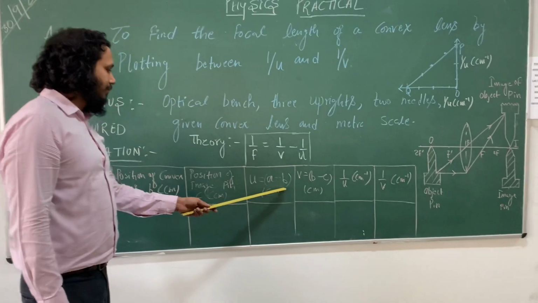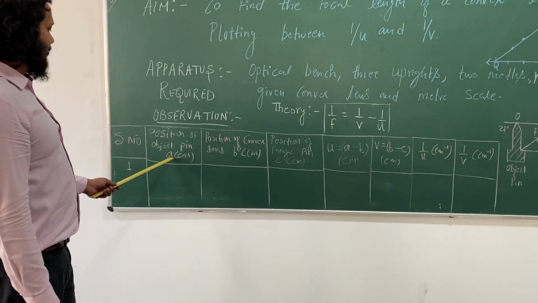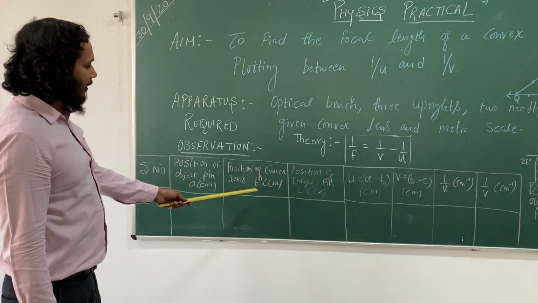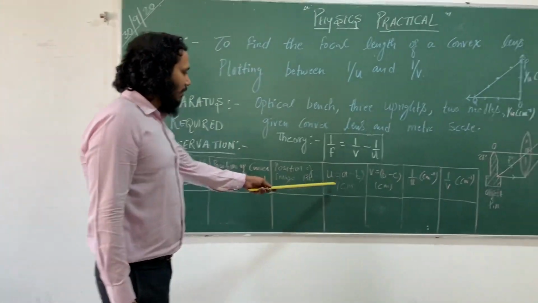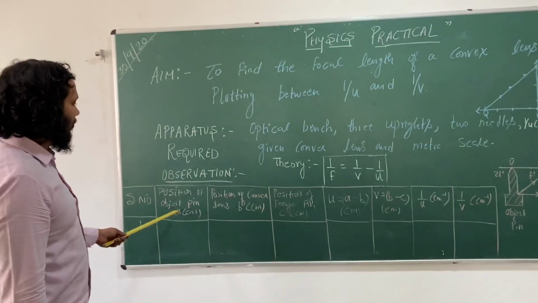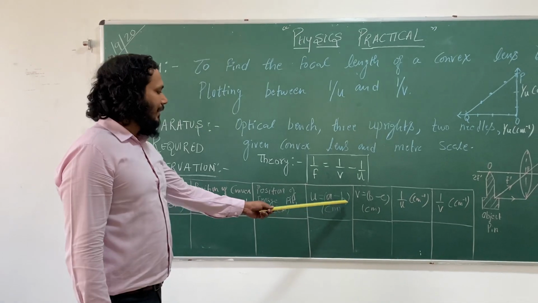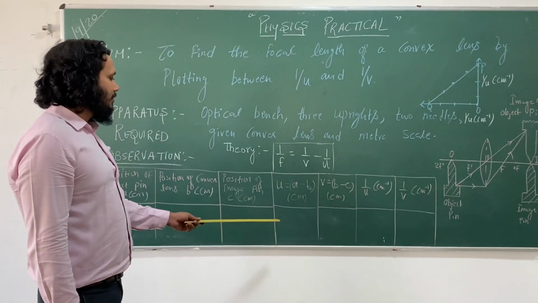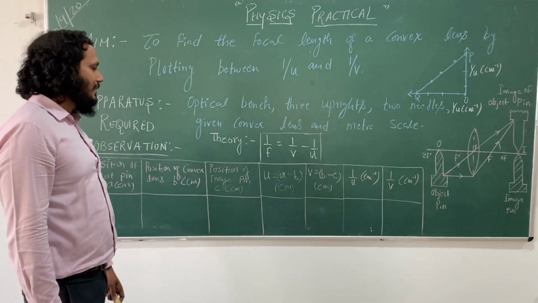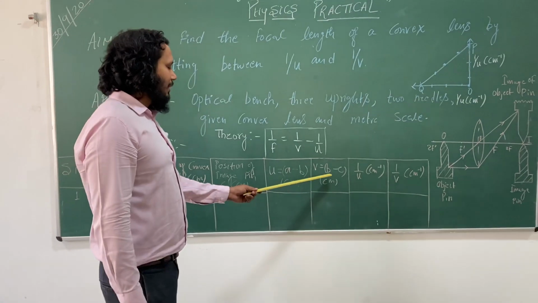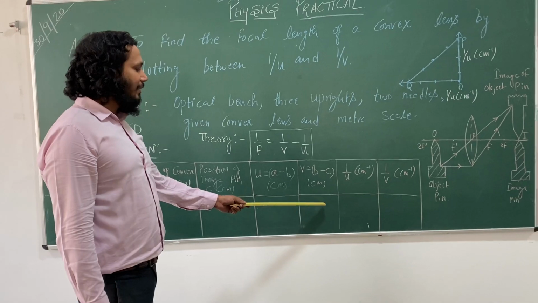So the value of u we can find out by subtracting these two terms, as we have mentioned that the object pin distance is a, convex lens distance is b, and image pin distance is c. Now for the determination of object distance u, we have to use the formula b minus a. That means we subtract those terms: the lens position is 30 and the object position is 0 centimeter. So 30 minus 0, the object distance u, we are getting as 30 centimeter only.